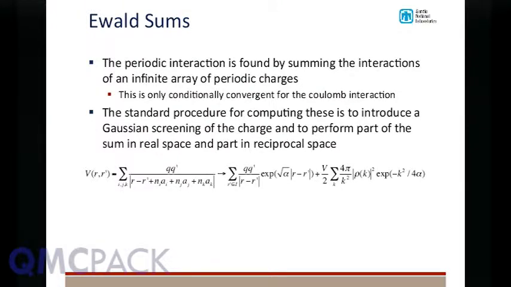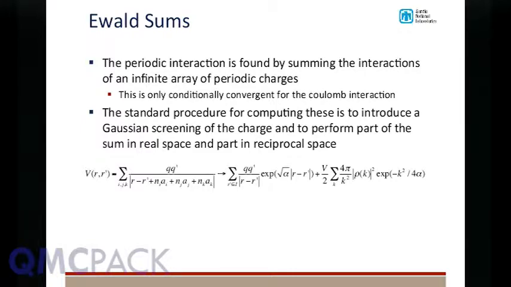So what do I mean by this? This is the periodic interaction that's found by summing. So you've got two electrons, right? But now in periodic boundary conditions, if I want to take the interaction of one electron with its neighbor, I actually take the interaction of the electron with its neighbor and an infinite series of copies of that neighbor everywhere in the system. So it's a classical problem. It dates back a long way. Unfortunately, for the Coulomb interaction, it's only conditionally convergent. So you have to be very careful how you're going to evaluate this.